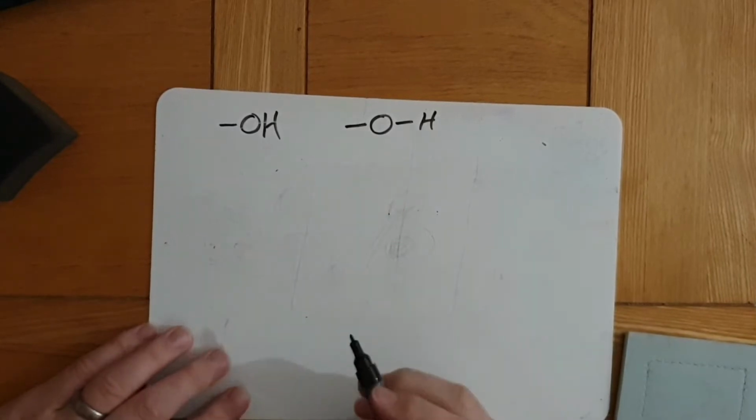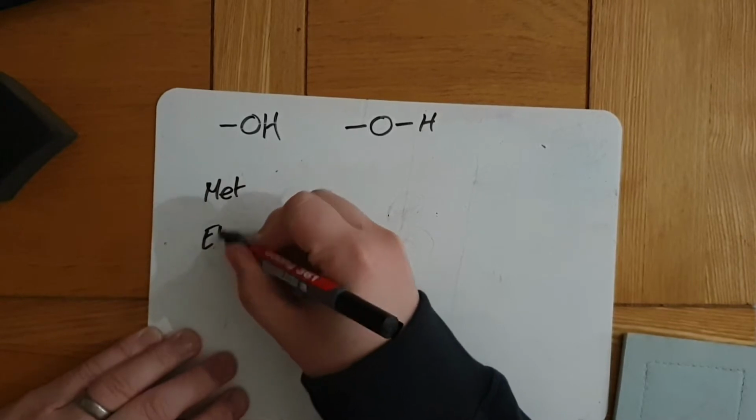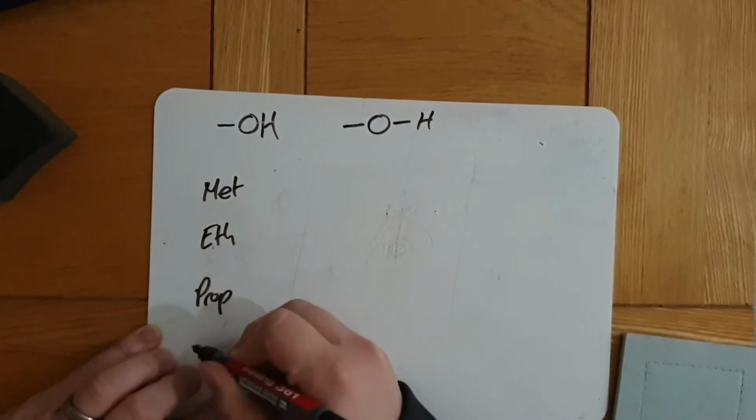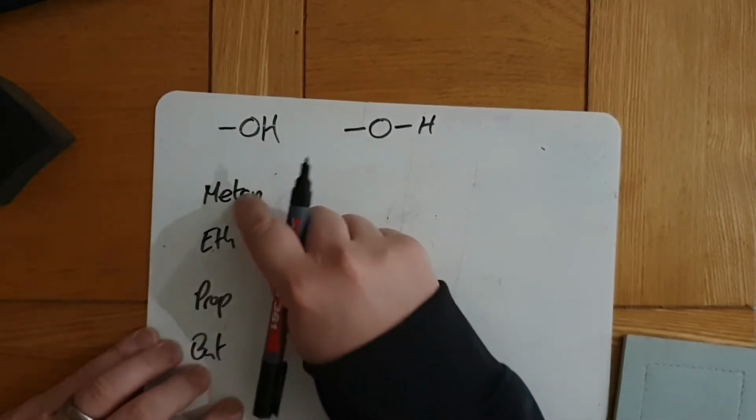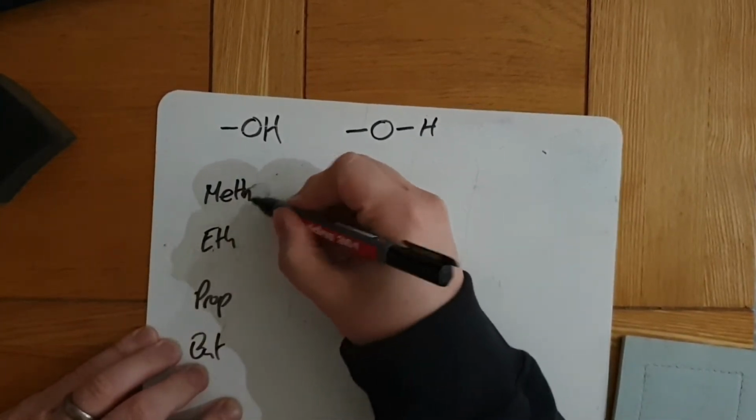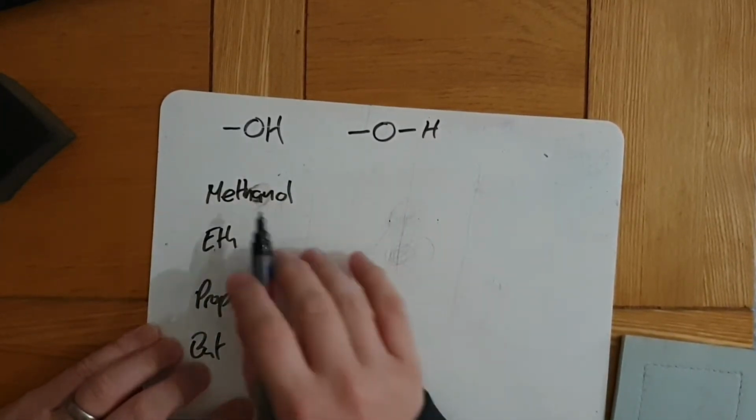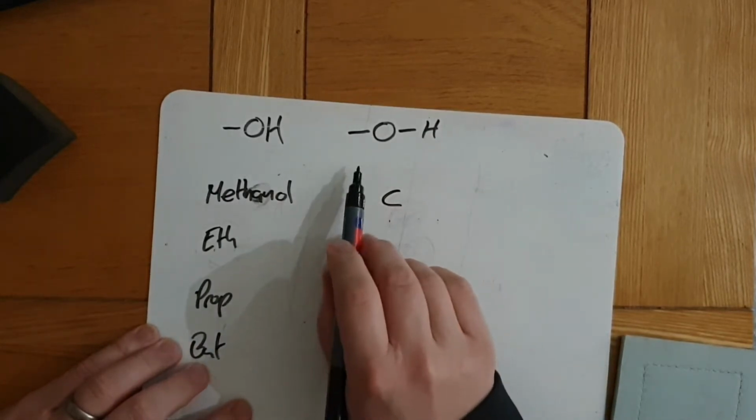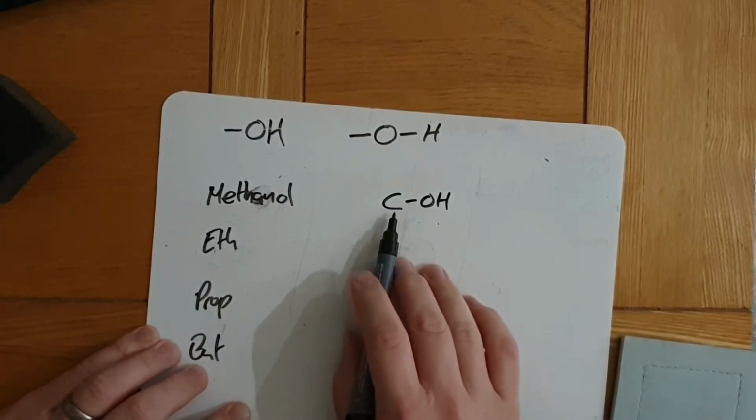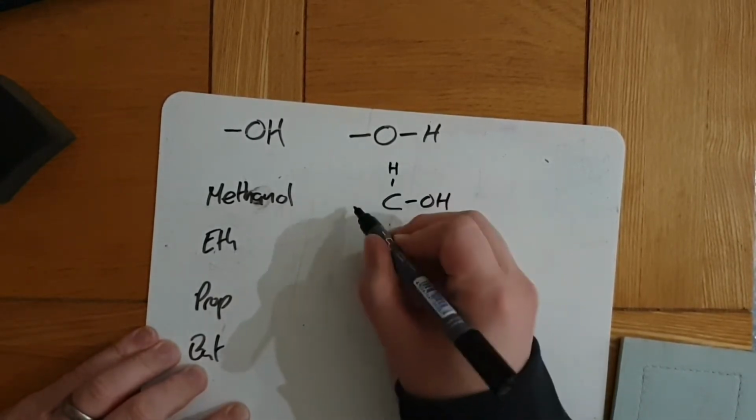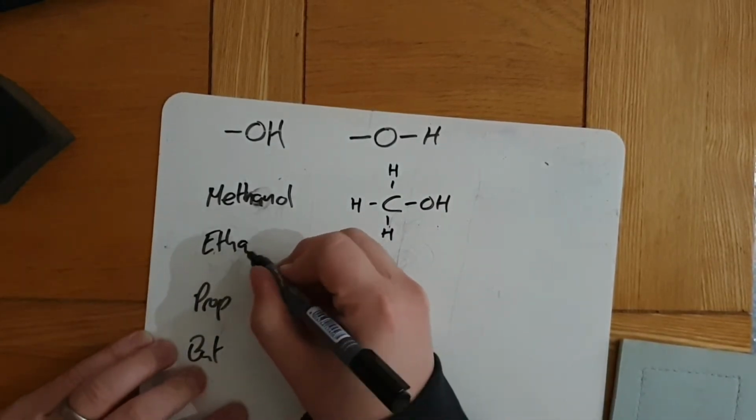You need to know the first 4 alcohols. So if you remember, meth, eth, prop, but. The first alcohol is called methanol. It's got 1 carbon, it's got to have the functional group, so it's got to have the OH, and then remember carbon needs 4 bonds, so it needs 3 more hydrogens. Next, it is ethanol.